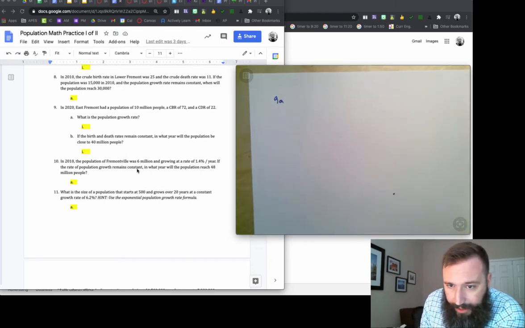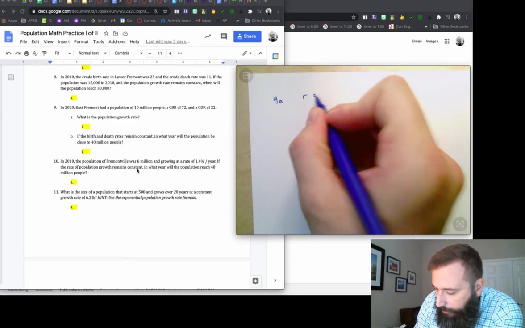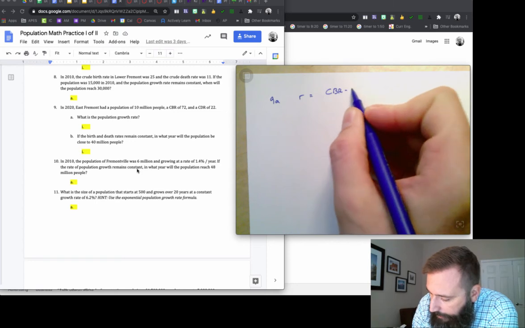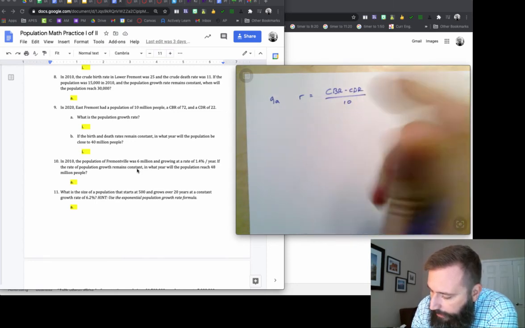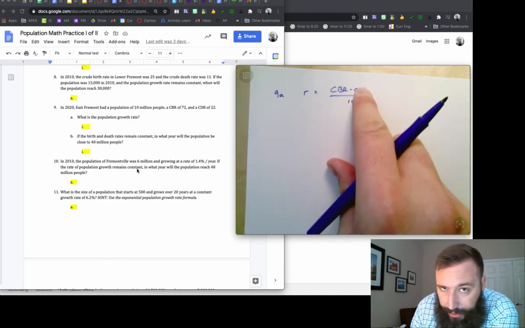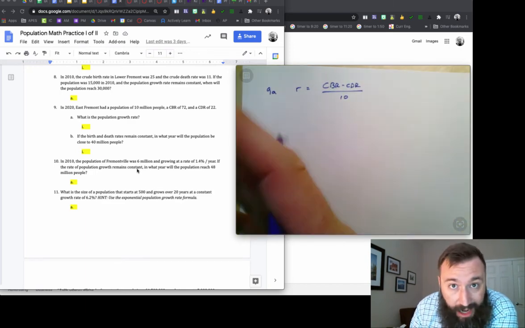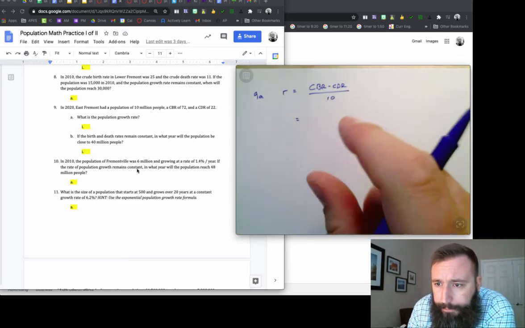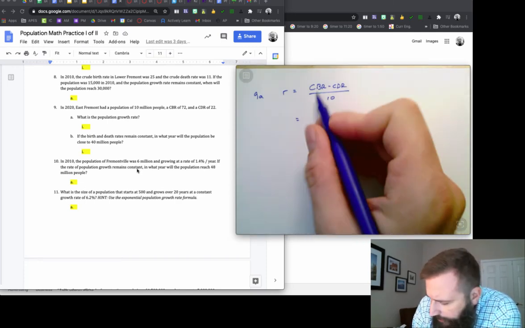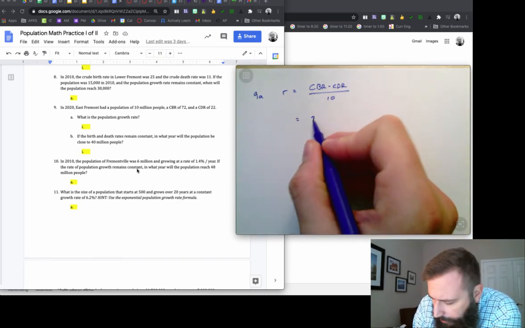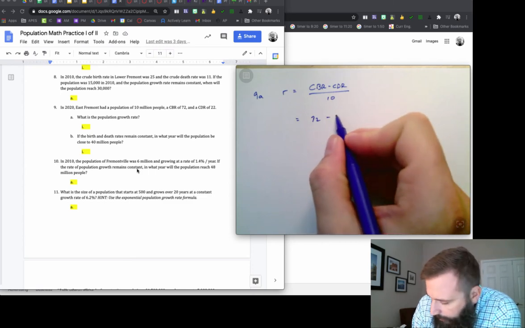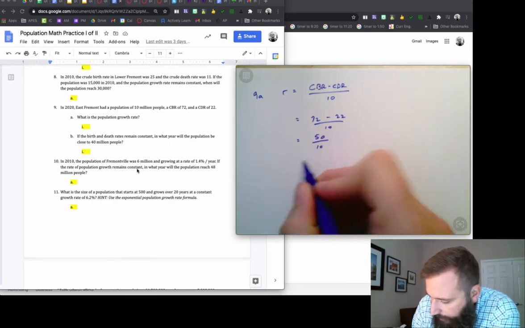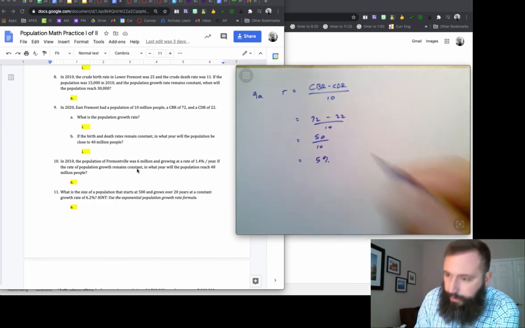So let's go over 9A. What's the population growth rate? We're not dealing with migration, so we don't have to use that other formula. We just need to know CBR minus CDR divided by 10. Right? Think about it, these numbers are out of 1,000, and if we divide them by 10, they'll be out of 100, which is what a rate is. Helps us out a little bit. And hey, luckily this has given us the information here, right? All we've got to do is plug in. 72 minus 22 divided by 10 is equal to 50 divided by 10 is equal to 5. And since it's out of 100, it's 5%.